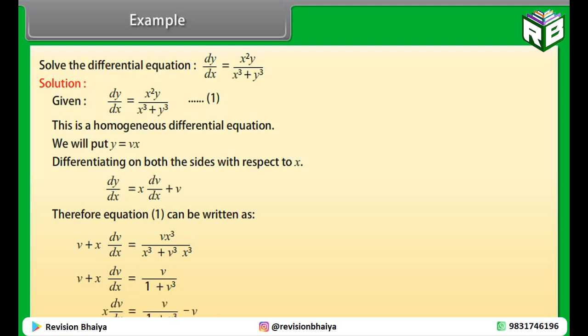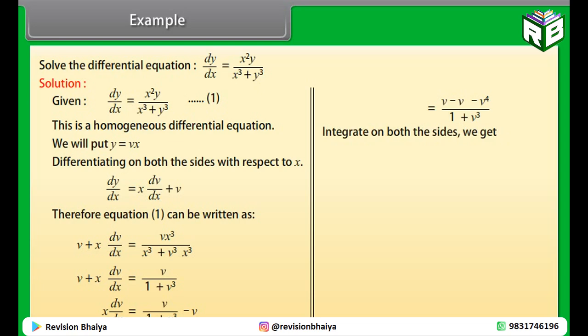x dv by dx equals v upon (1 plus v cube) minus v equals (v minus v raised to the power 4) upon (1 plus v cube). Integrate on both the sides, we get integral of 1 by x with respect to x equals minus integral of (1 plus v cube) by v raised to the power 4 with respect to v. Log of mod x equals 1 by 3 v cube minus log of mod v plus log c.